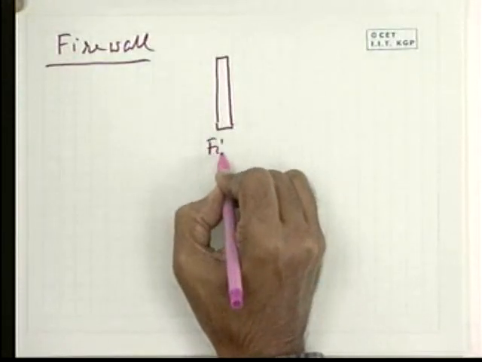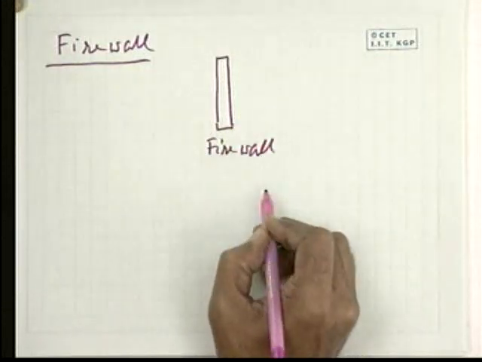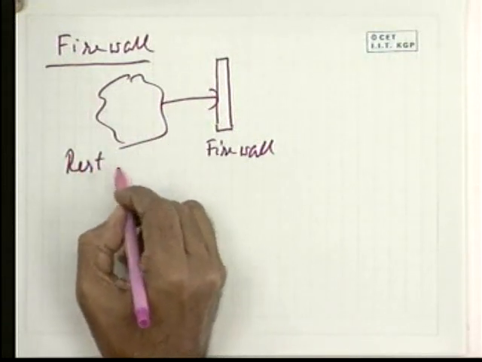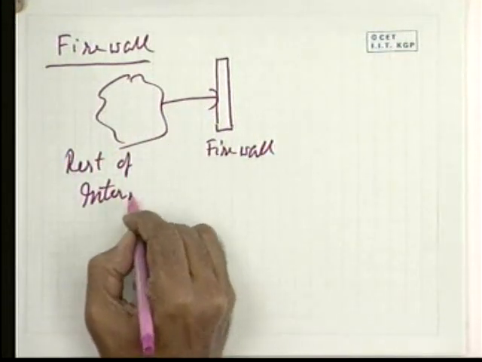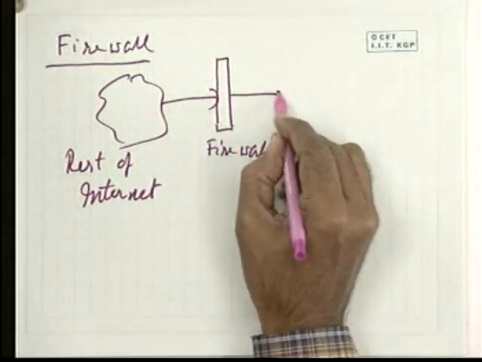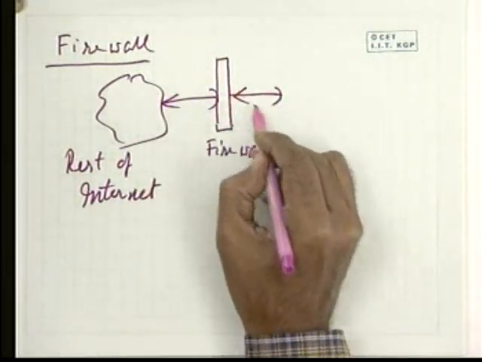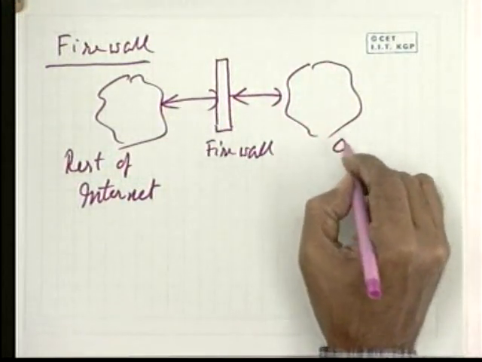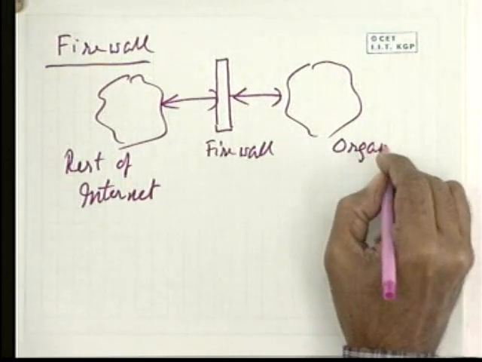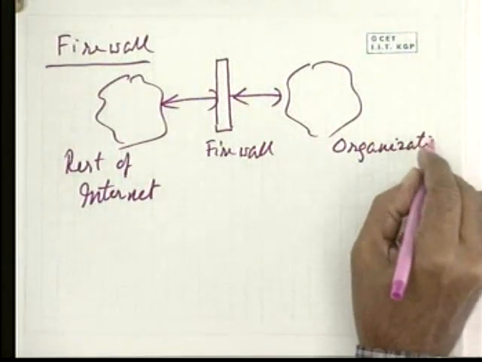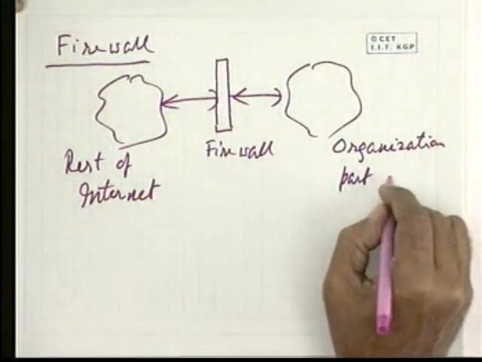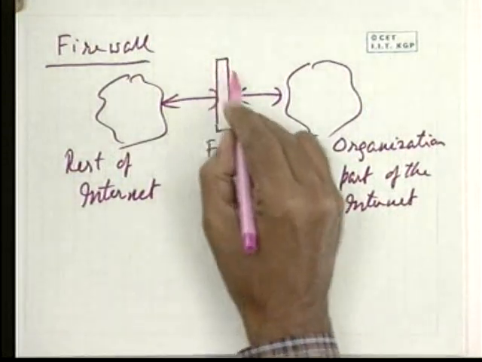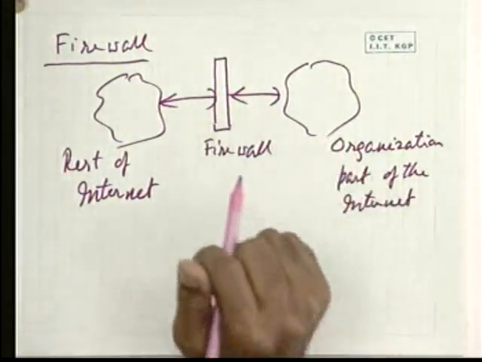This is the firewall, and this is the rest of the internet. All the information should come, or the communication should take place, through this firewall, and this is the organization part of the network, the organization part of the internet. So the communication has to be done through the firewall.